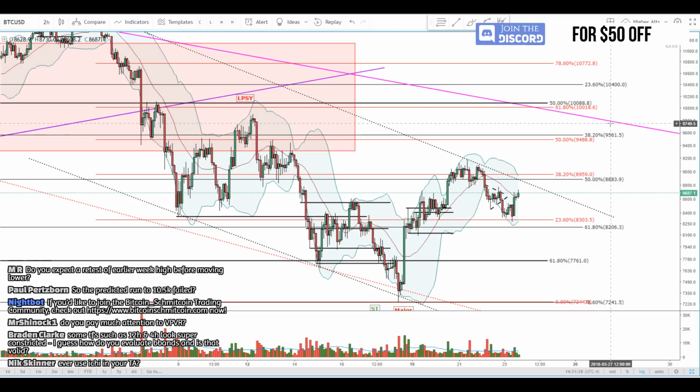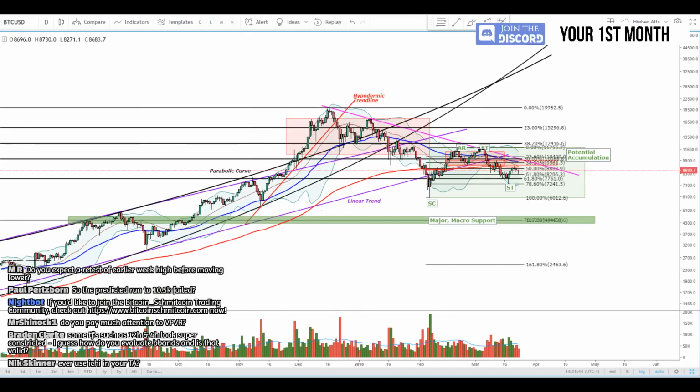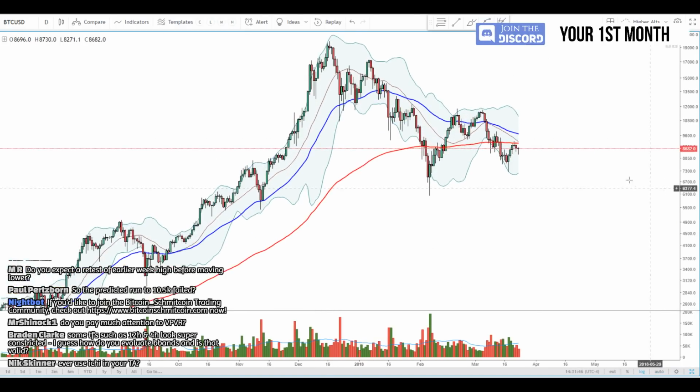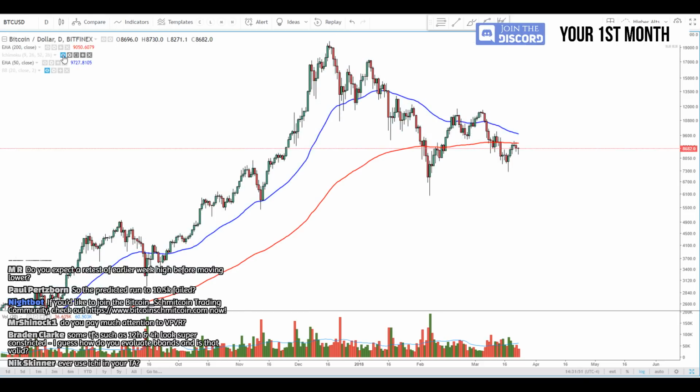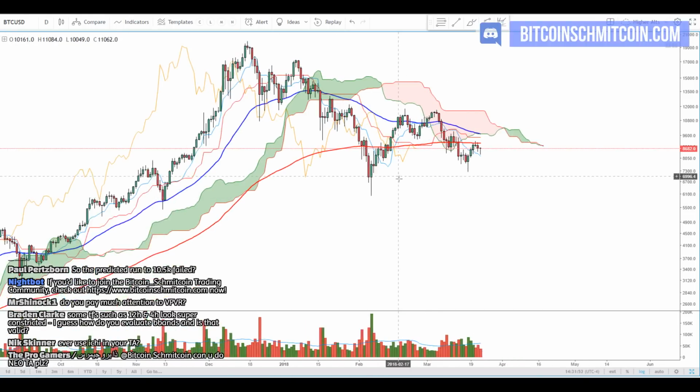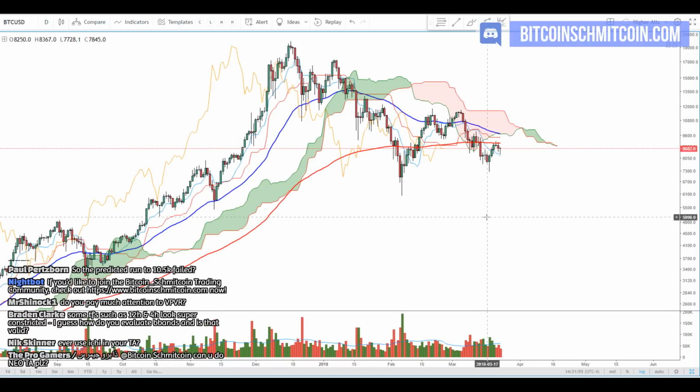Do you ever use Ichimoku in your TA? Yeah. I like to use Ichimoku on the higher time frames. So stuff like the daily and the 7 hour I find to be really useful. It gives you a lot of insight, I feel, especially like, so here's something really interesting.